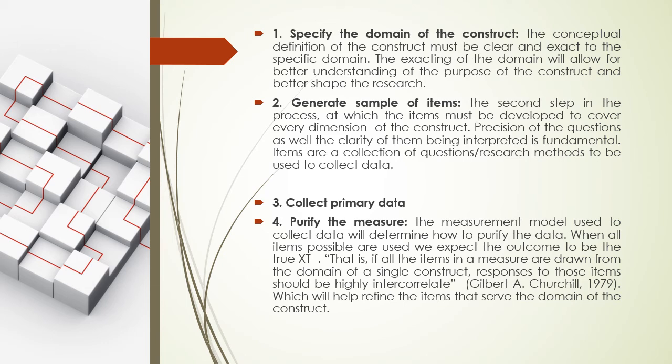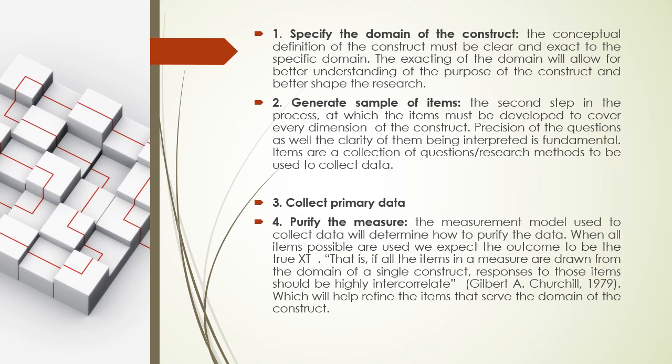Step number 2 is to generate a sample of items, which is the collection of items, traits, methods, and questionnaires and research questions to be asked in these methods. So they have to spend a lot of time making the items very clear, with no ambiguous questions, with no double understanding of the meaning of these questions. Then step number 3 is the collection of primary data, where the more data we have, the more certain we are. Then this leads us to step number 4, which is the purification of the measure.